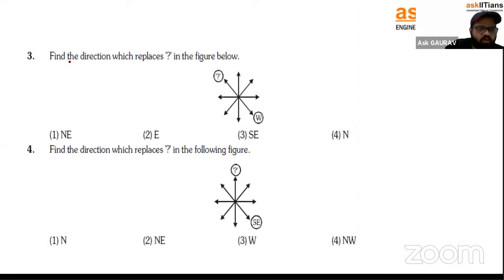Okay. Some more questions. Question 3, question 4. Do it fast. Question number 3 is very easy. This is west, and the opposite to west is east. So this question mark is east. Which option? Option 2. Right? Yes. Now do question number 4.